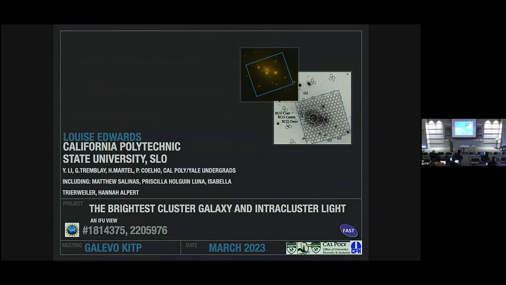Intracluster light is a separate component from the brightest cluster light, and it has significantly lower stellar ages and lower metallicities than anywhere else in the brightest cluster galaxy.